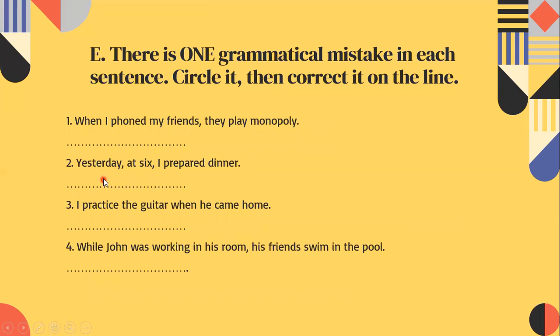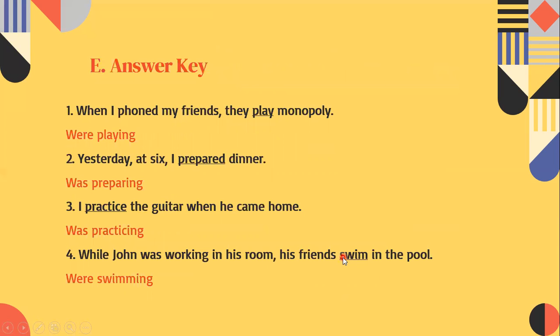Okay. Yesterday at 6, I was preparing dinner. I practiced the guitar when he came home. No, when he came, I was practicing the guitar. While John was working in his room, his friends swim in the pool. No, we have parallel actions. So while he was working, his friends were swimming. And here is the answer key.